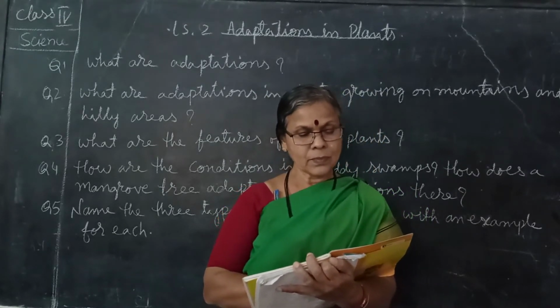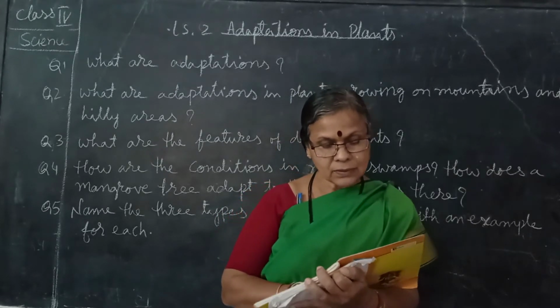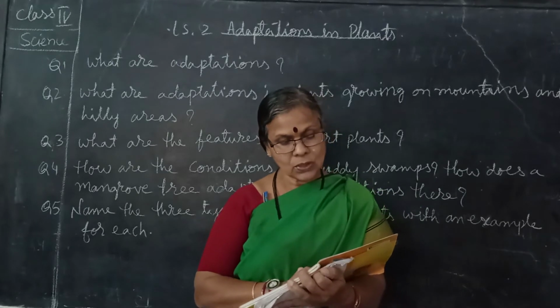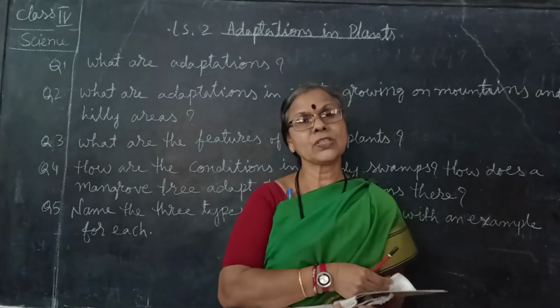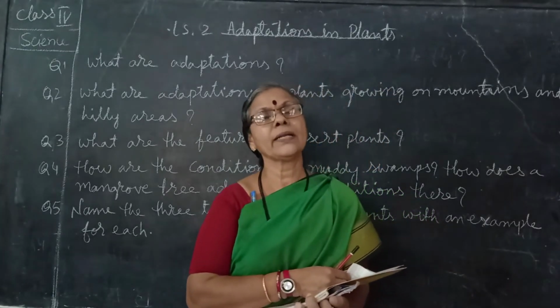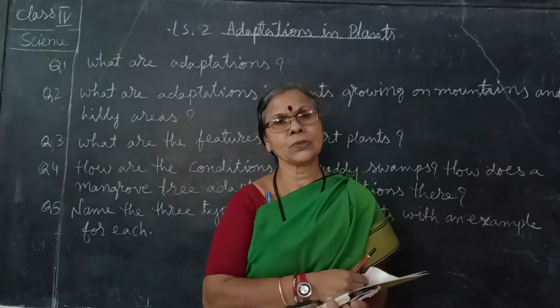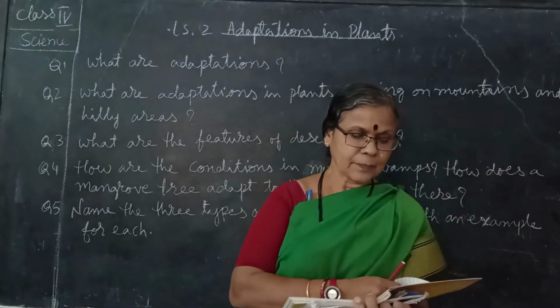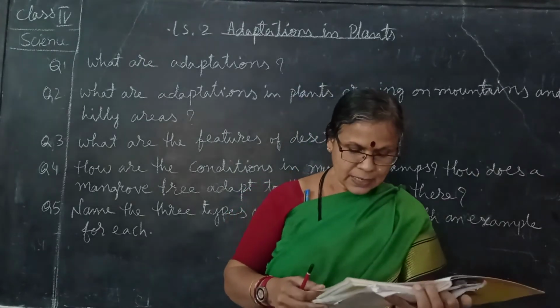The stem of the desert plant contains chlorophyll, so it makes food for the plant. So these are the special features of desert plants. You need to draw a diagram of any cactus, any desert plant. You can draw a diagram. It will be very easy for you to understand and write the answers.